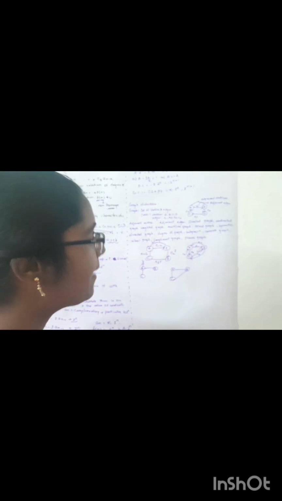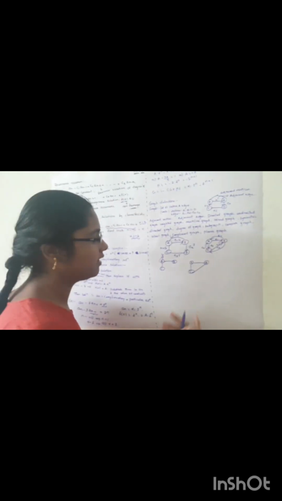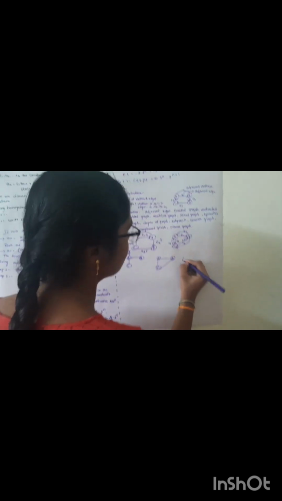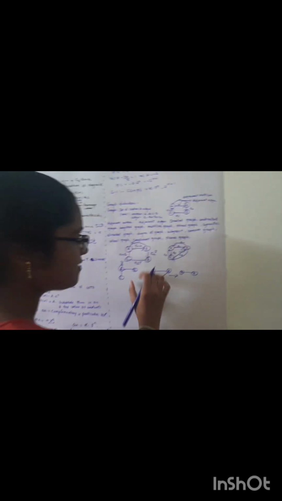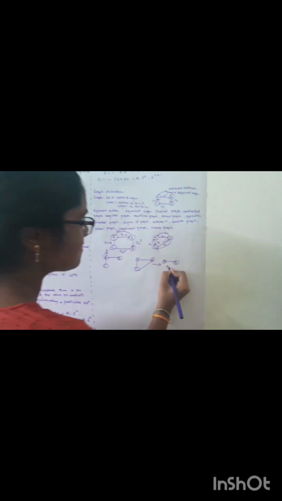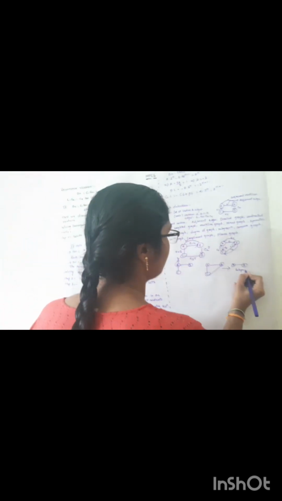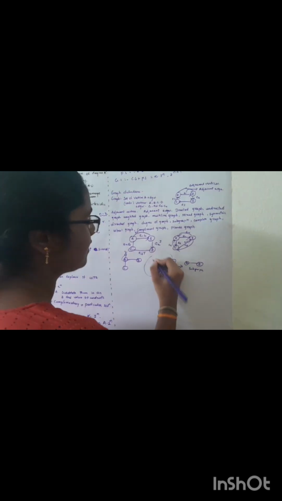Subgraph. If a graph is drawn from a part of a graph, it is said to be the subgraph. Suppose a graph is like this. If we draw a graph like this from this particular graph, this is said to be the subgraph of this graph.